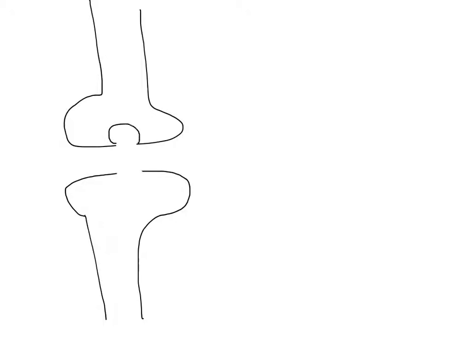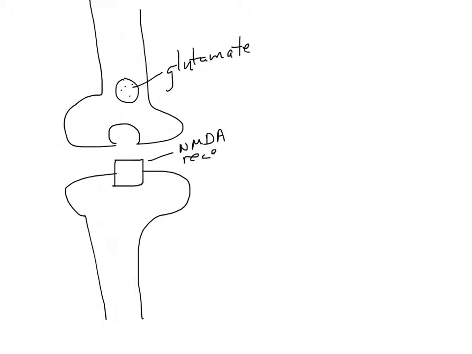Let's just say, for the sake of simplicity, that we are talking about glutamate, the most common excitatory neurotransmitter, something that's going to prompt action potentiation. And here's an NMDA receptor, which is a glutamate receptor found in the brain. And when the glutamate binds to the NMDA receptor, a channel is open.